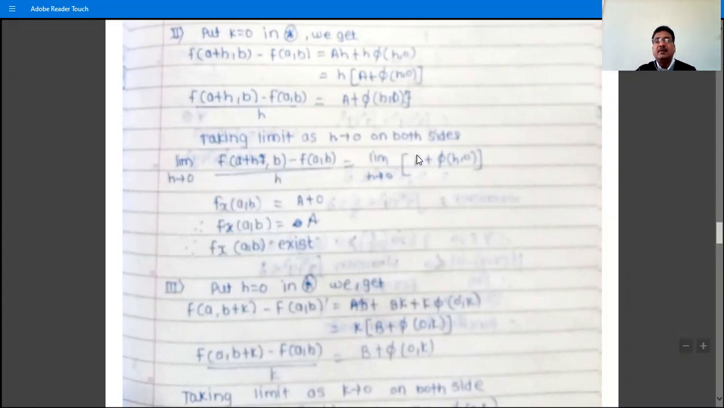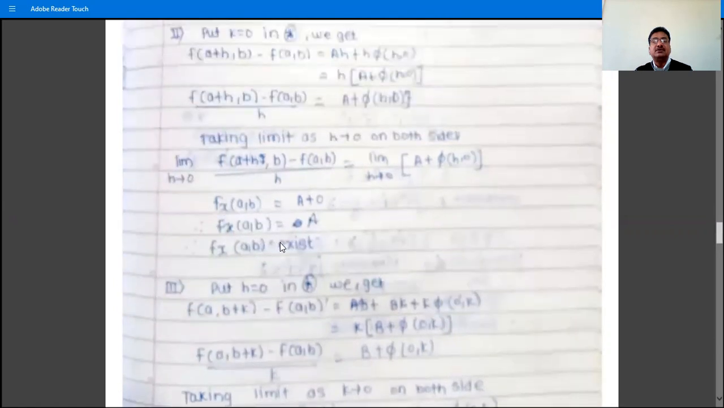And the limit of capital A as h tends to 0 is A itself, because A and B are constants independent of h and k. That means capital A is constant with respect to the limit. So the limit of A is A, but the limit of φ(h, k) as h tends to 0 is 0, because φ and ψ are functions such that their limit is 0 as (h, k) tends to (0, 0). So we have the answer: fx(a, b), the partial derivative with respect to x at (a, b), is A.